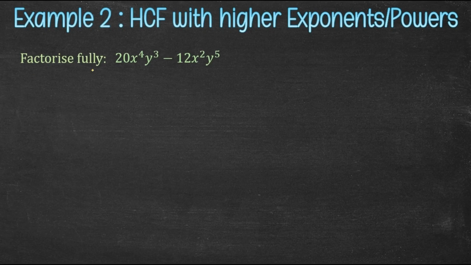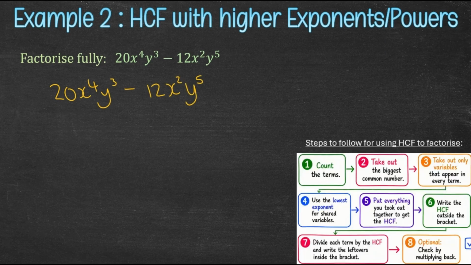For example 2, we have to factorize this expression. So I'm going to write it down, and then we will follow the steps. All right. Step 1 is to count all the terms. Now, this expression has 2 terms. It is 20x to the power 4y3 and negative 12x squared y5. So, first step is done.